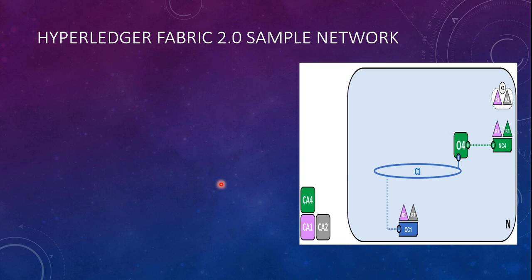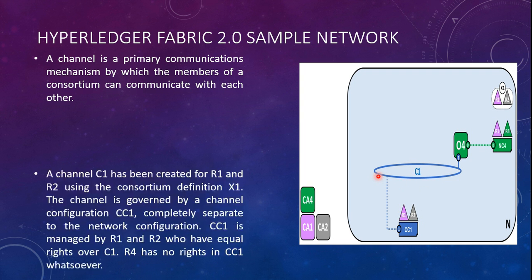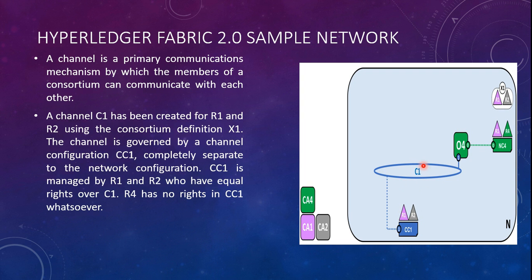Now what comes next is the formation of a channel. A channel is the primary communication mechanism by which the members of a consortium can communicate with each other. So now we have R1 and R2 here. They are part of a channel. A channel C1 has been created for R1 and R2 using the consortium definition X1. The channel is governed by a channel configuration CC1.